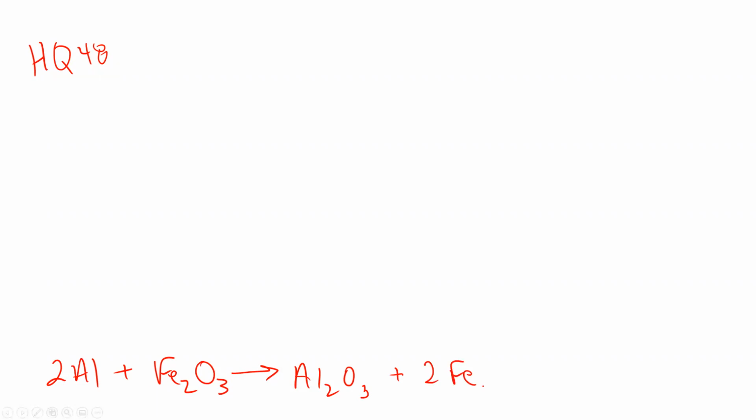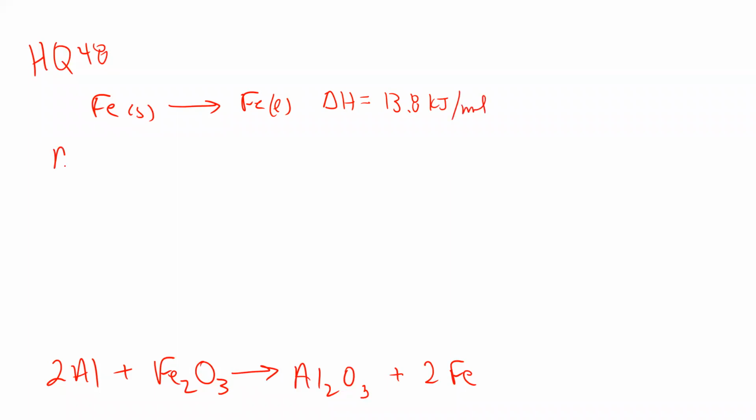Right, so they give us the 2 half reactions. They tell us that iron solid goes to iron liquid. And they tell us that delta H is 13.8 kilojoules per mole.